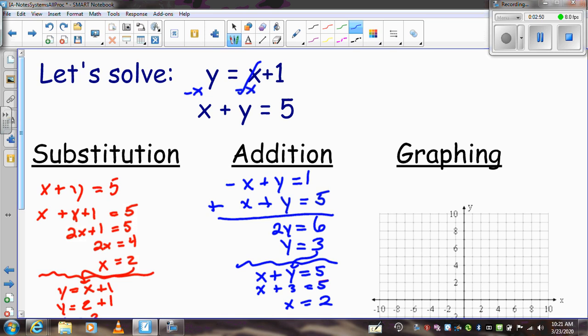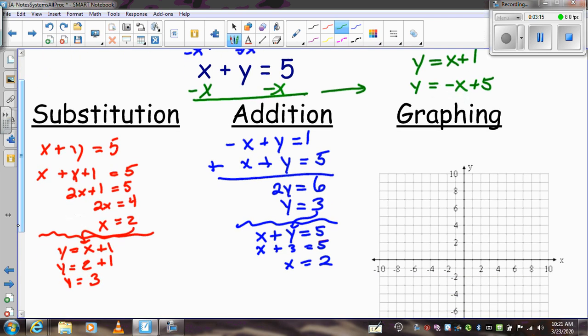Okay, our last method, which is graphing. With this one, you need to get both equations in y equals mx plus b. So your first one is already set. That should be an easy one to graph. Your next one is going to be y is equal to negative x plus 5. Okay, so let's graph both of those.